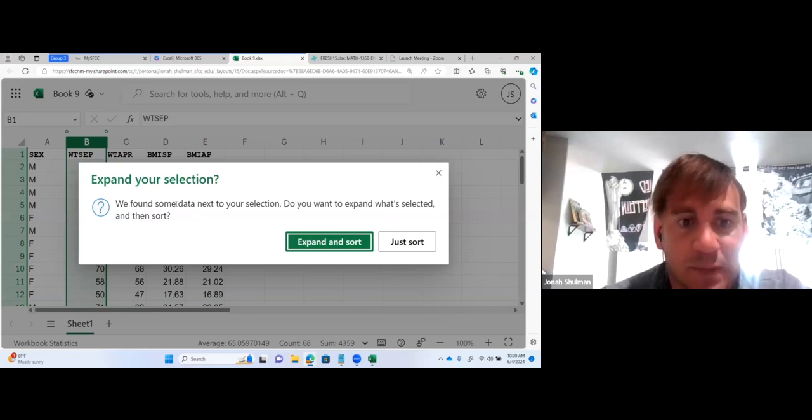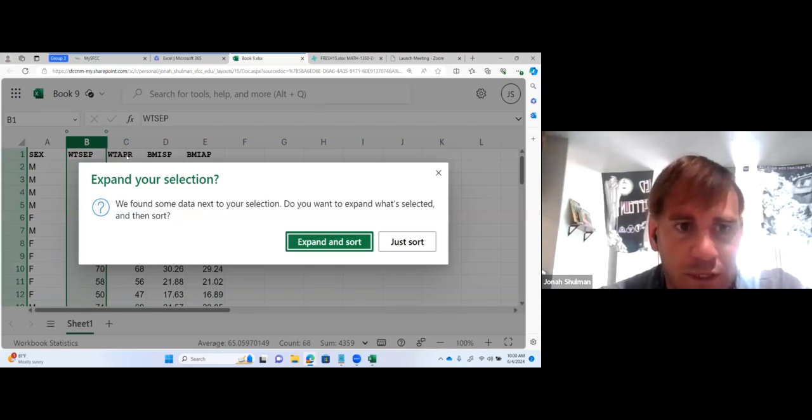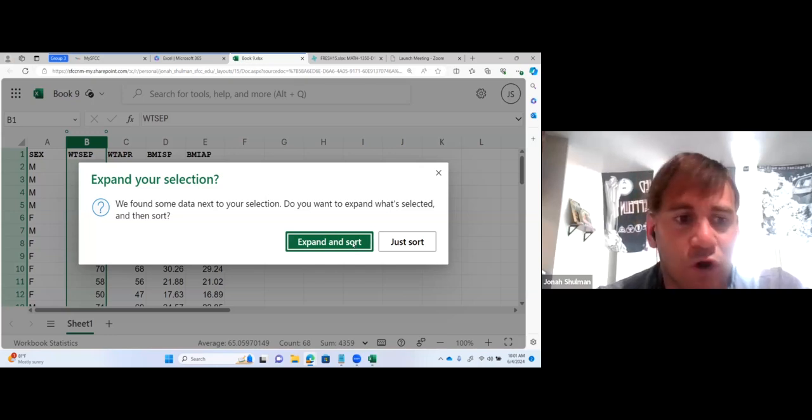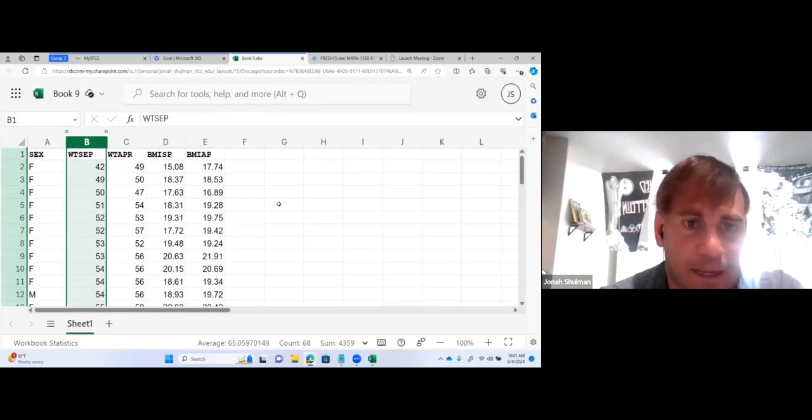Now it says expand your selection. Yes. Because each one of these is linked, I can't change this male to have a different one. I can't just change this column. So when all the data is linked, I have to expand and sort it. If I were to do just this one, all my data is going to be messed up. I've got the wrong guy or girl with the wrong WTSEP. So here we go. I hit the button.